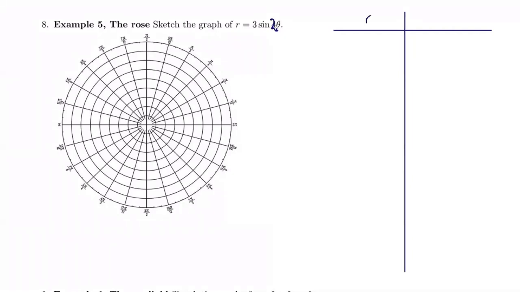So I will plot my r and my theta. I will always start with 0, and when I plug 0 in, I will get 0. So this means that I'm beginning at the pole itself.